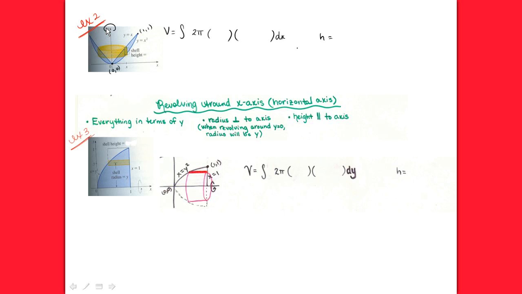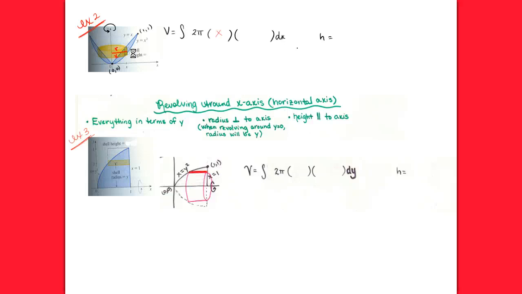All right, so we know that our radius is going to be perpendicular to what we're revolving around. So if we're revolving around y, our radius is going to be this way. Again, it's starting at 0 and going straight across, so it would just be our x value, and we do have that given shortcut that when we're revolving around the y-axis, our radius is always x.